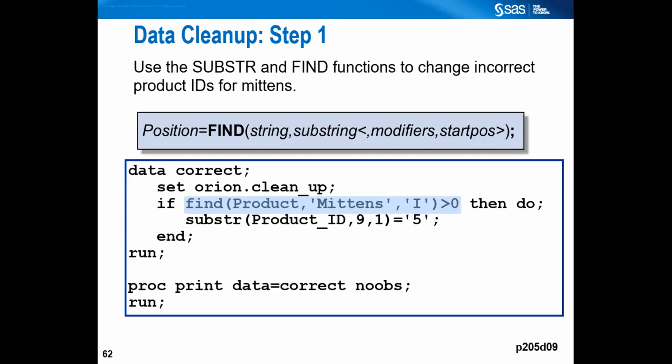Now for that you write this statement. We are going to make use of two functions, substr and find. Okay. So find is a function you will be using in SAS, telling SAS that in your string, you have to search for a substring and you have to provide the modifiers with the start position. So this is just the syntax. Let's see how the syntax works.